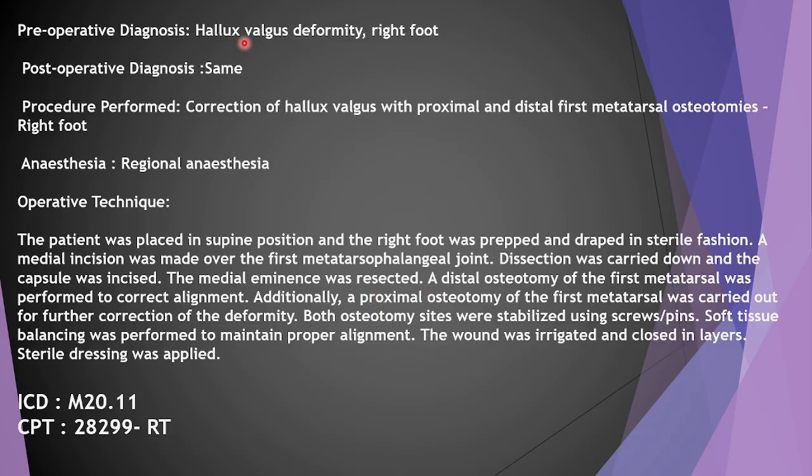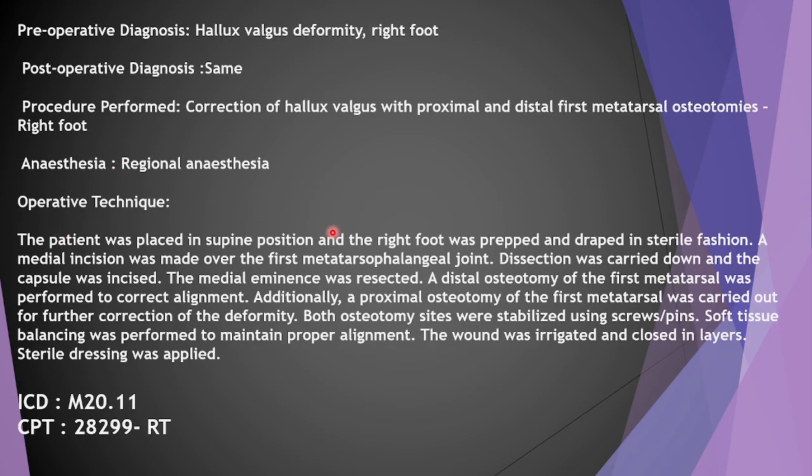Okay, so here is a Hallux valgus deformity of the right foot, and the postoperative diagnosis is the same. The procedure performed is correction of the Hallux valgus with proximal and distal first metatarsal osteotomy. It means the proximal osteotomy and the distal first metatarsal osteotomy of the right foot. It means there will be two cuts, proximal osteotomy and the distal. That is a double osteotomy.